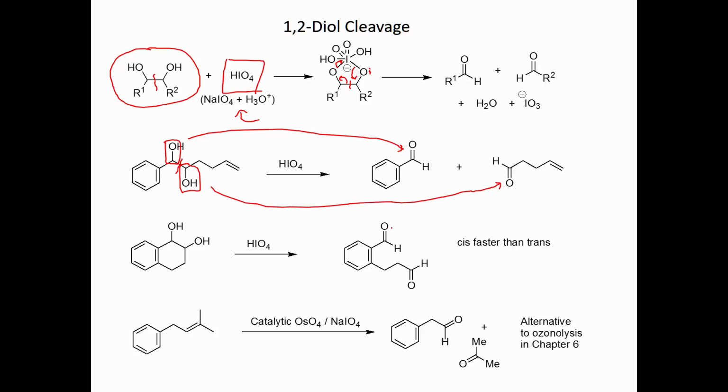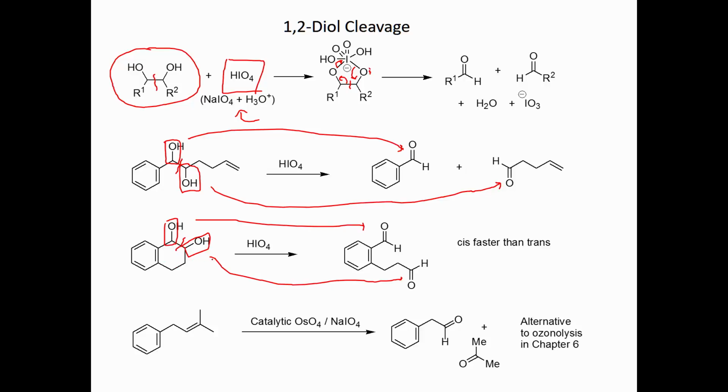All right, if it's a cyclic 1,2-diol, we're also going to do a similar thing. We're going to cleave that. Each of those CO single bonds is going to become a CO double bond. But since they are also connected in 2 different ways, instead of getting 2 different aldehydes or 2 different ketones, we're going to get one molecule that has 2 carbonyl groups in it.